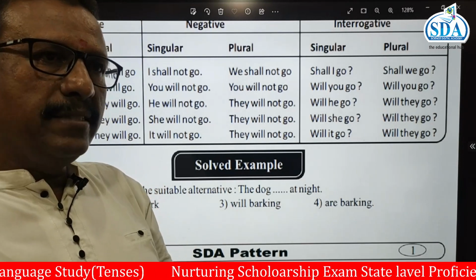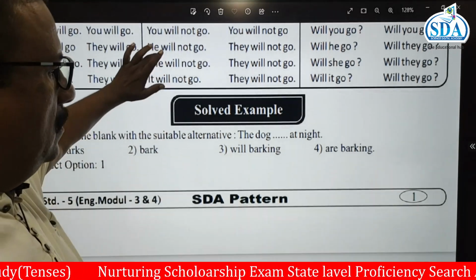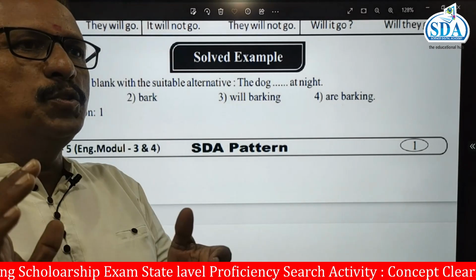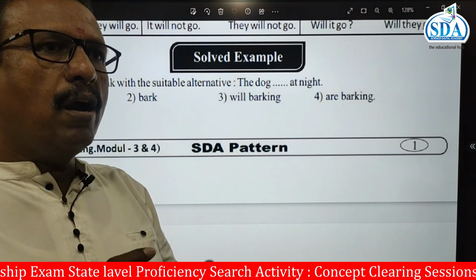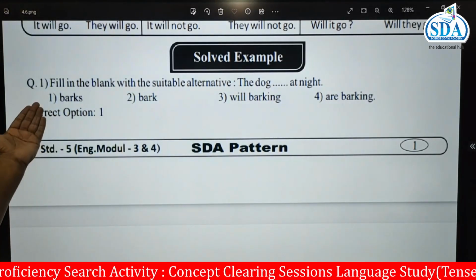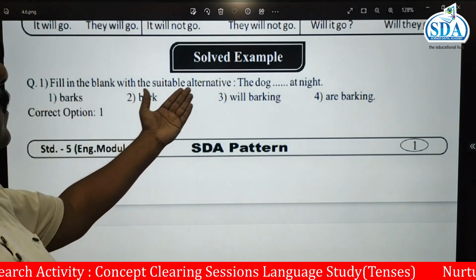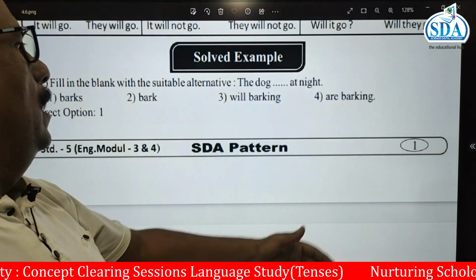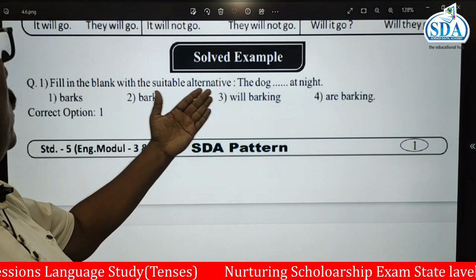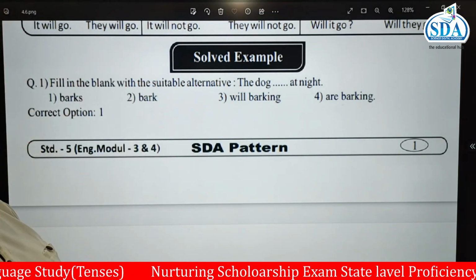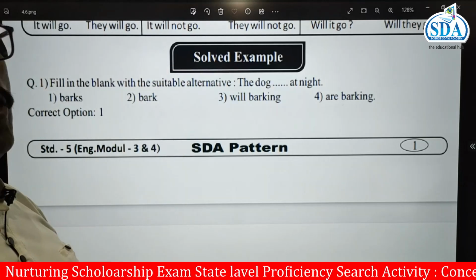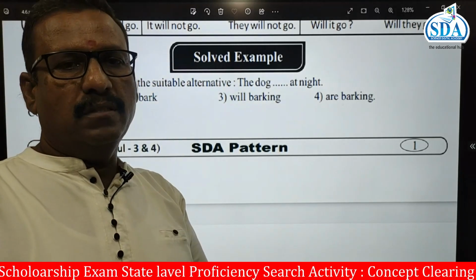Then we will see some examples regarding these tenses. See here, fill in the blank with the suitable alternative. The dog dash at night, and the options are in front of you. First one, barks, bark, will barking, are barking. So here, the dog barks, it is in present tense. The dog barks at night. So option number one is the correct option.